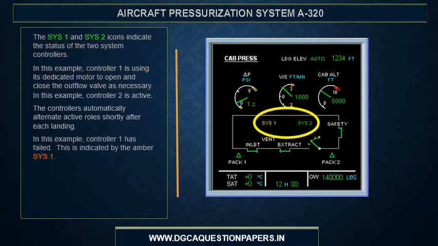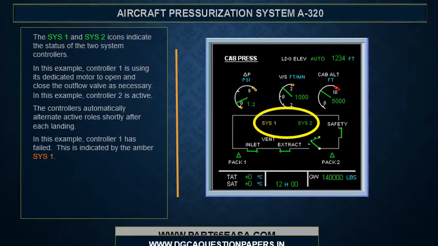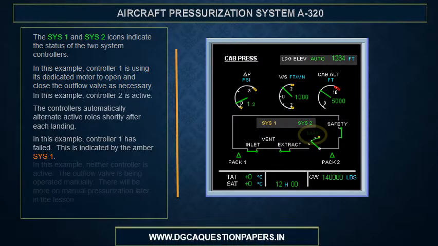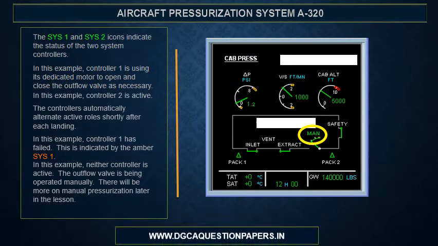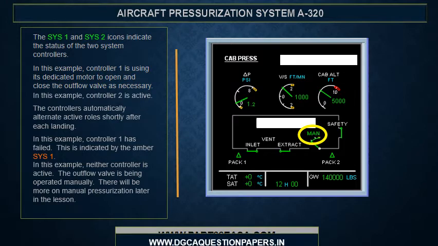In this example, Controller 1 has failed. This is indicated by the amber SYS1. In this example, neither controller is active. The outflow valve is being operated manually. There will be more on manual pressurization later in this lesson.